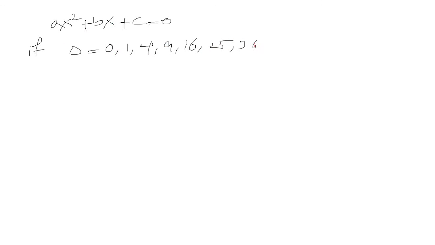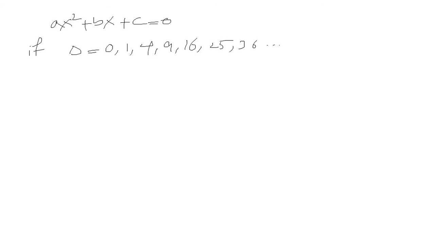So with your quadratic equation, if your delta is a perfect square, if it is 0, 1, 4, 9, 16, 25, 36, and so on, if it is a perfect square, then you can also use factoring in order to solve the quadratic equation.